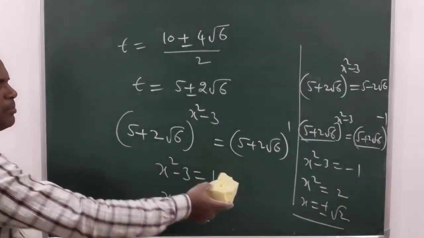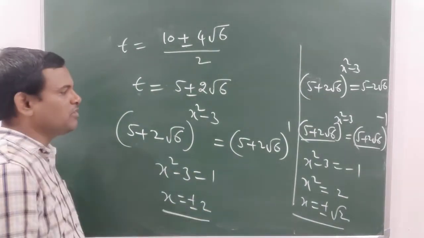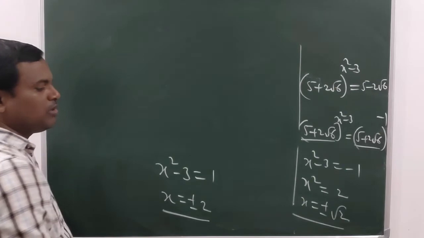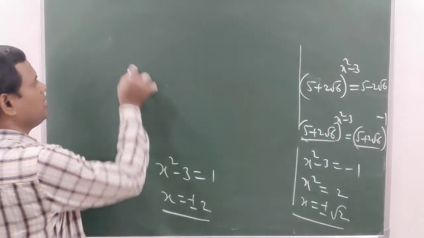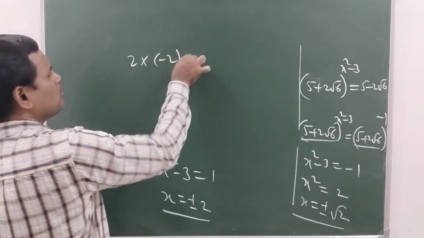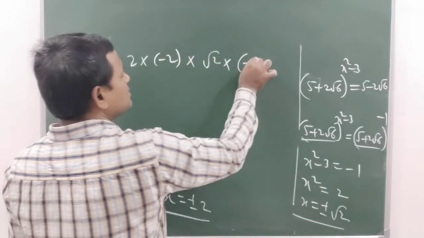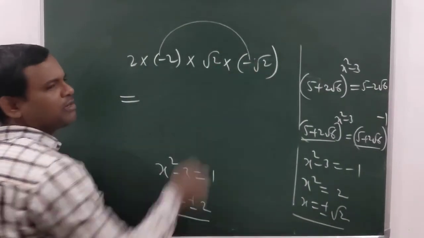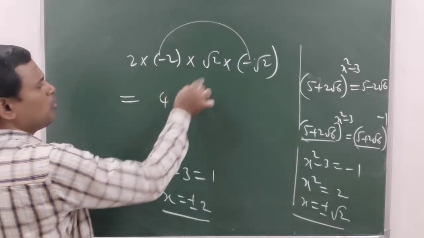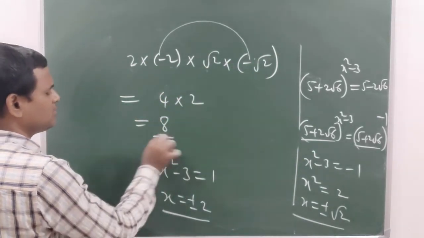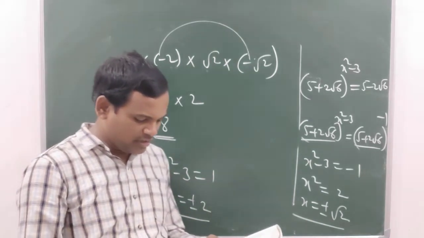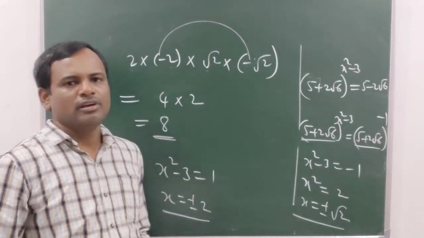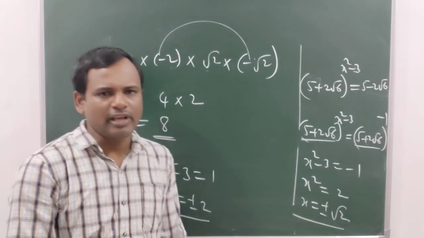Okay? Now take the product of all the possible values of x. So we have got 4 values for x now. Now take their product. So here 2 into −2 and √2 into −√2. This minus into minus becomes positive. 2 twos are 4. √2 into √2 is 2. 4 twos are 8. So this is our required product of all possible values of x. Okay. Thank you. Thank you one and all.